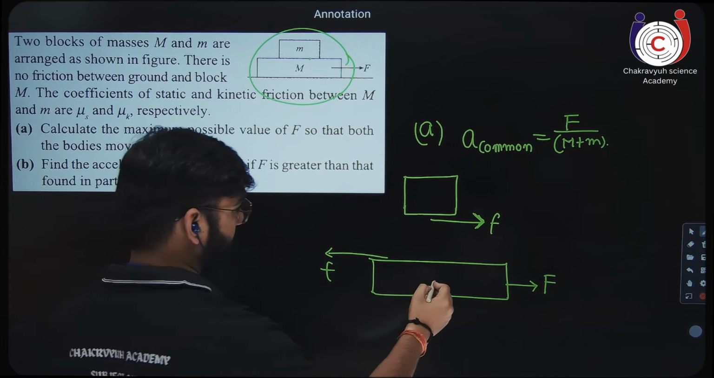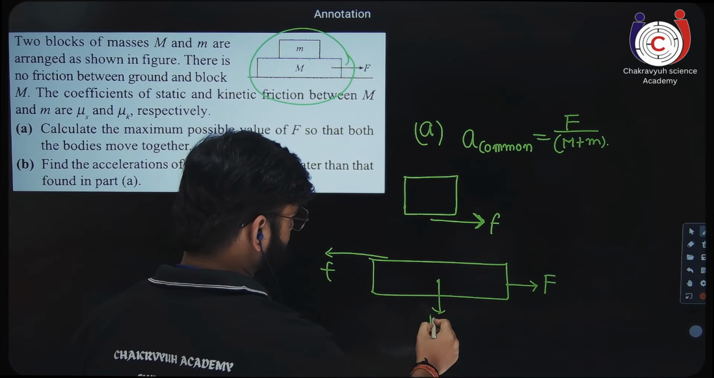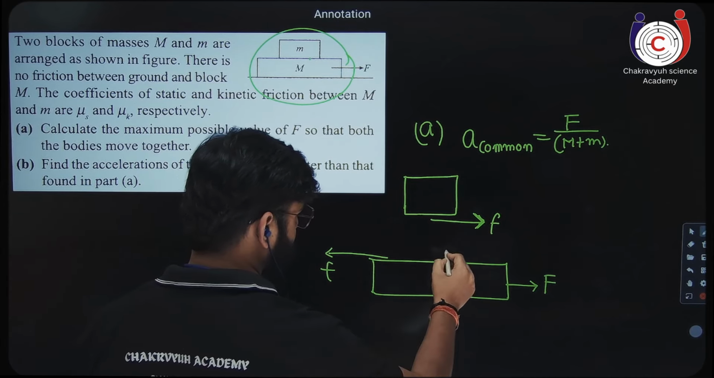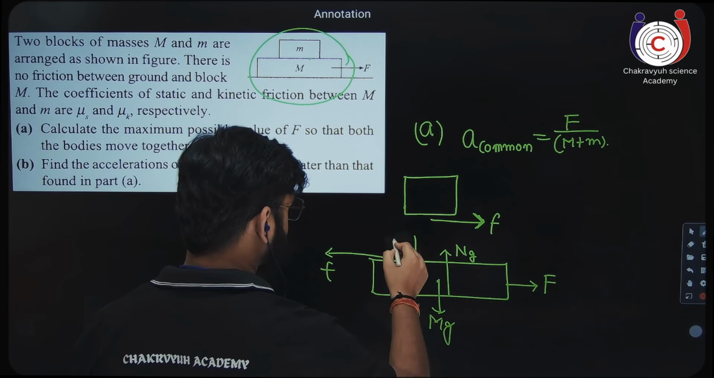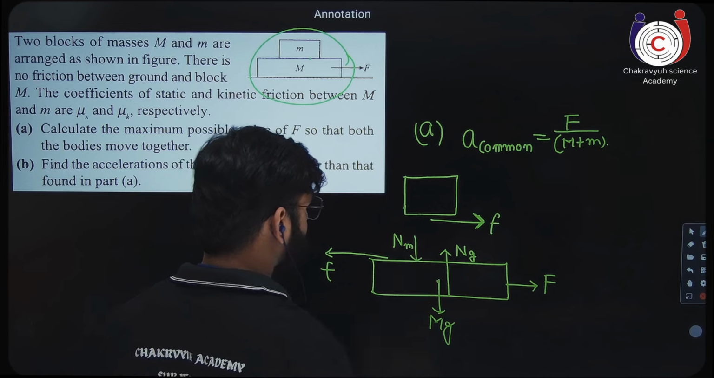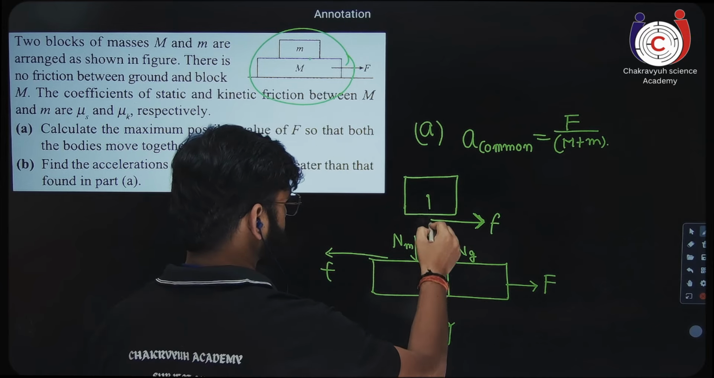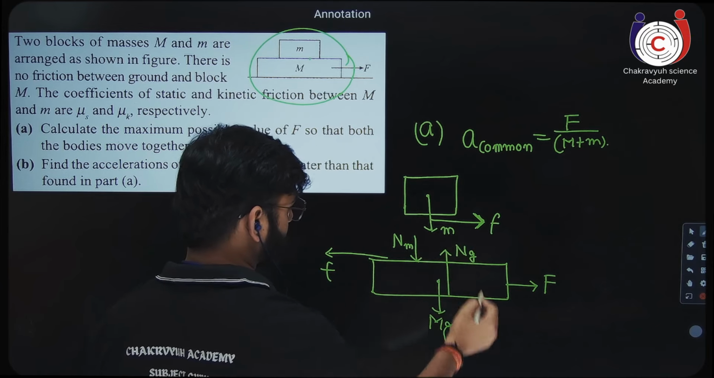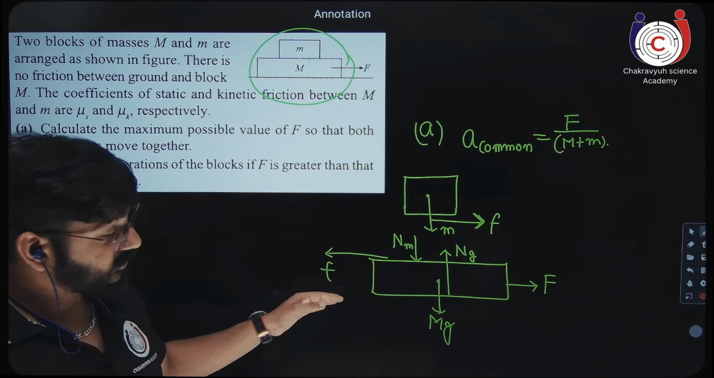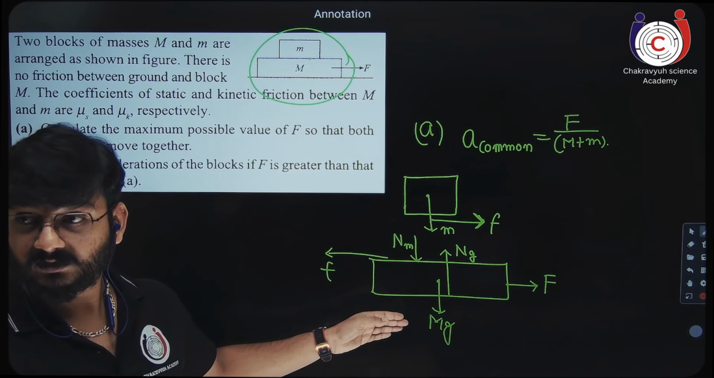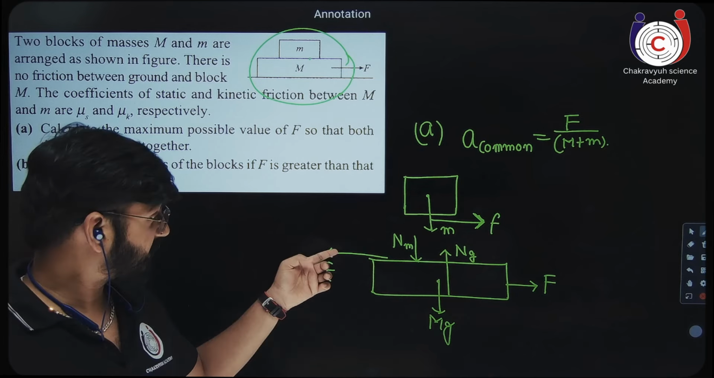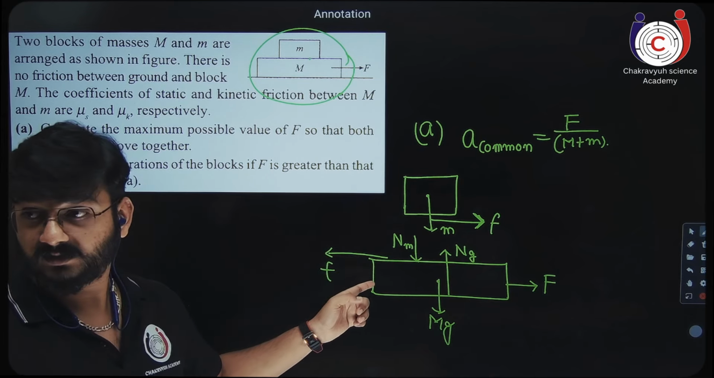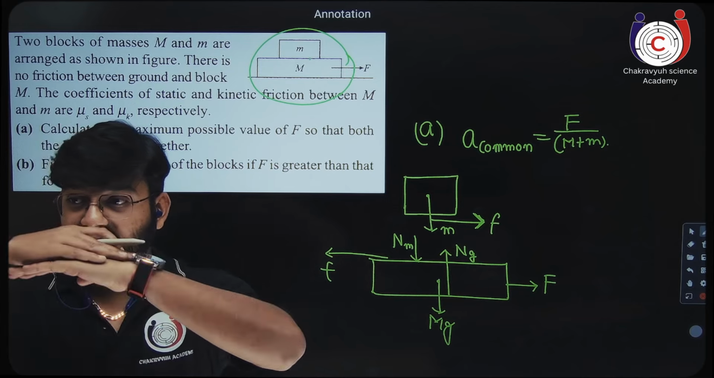Okay, now this is capital Mg. This is the normal applied by the ground. This is the normal applied by small m. That is the reason I didn't show any friction on the ground. There is no friction between... I didn't show any friction on the ground. This is the friction between small m and capital M. These two surfaces are touching.